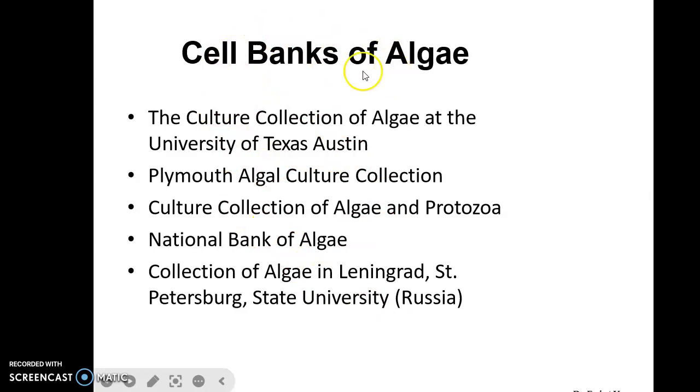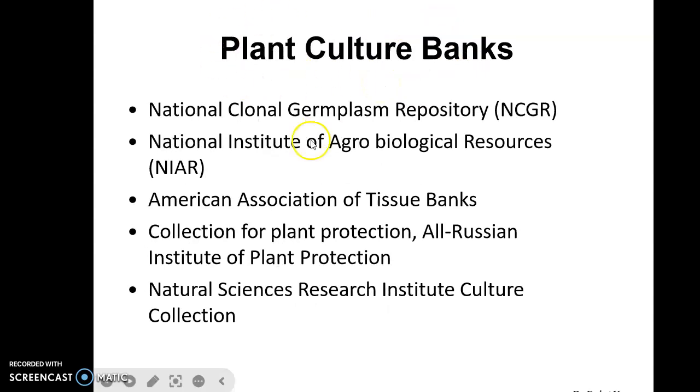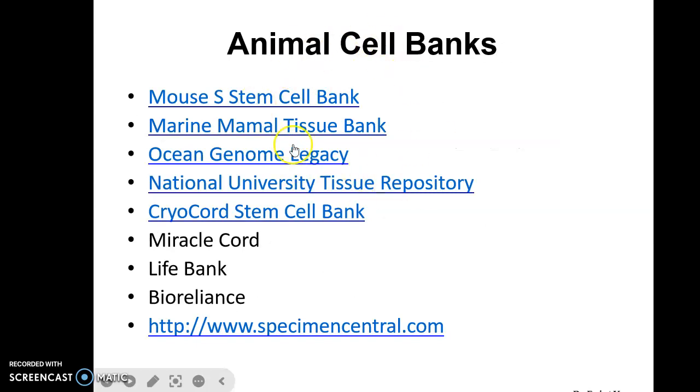Cell banks for algae are also present. Here is the list of cell banks which are basically involved in the preservation and collection of samples related to algae. Plant culture banks are also present. These are some of the lists associated with plant culture banks or animal banks. Animal cell banks include the mouse stem cell banks, marine mammal tissue bank, ocean genome legacy, and here is also some other list of banks associated with animal cell banks.